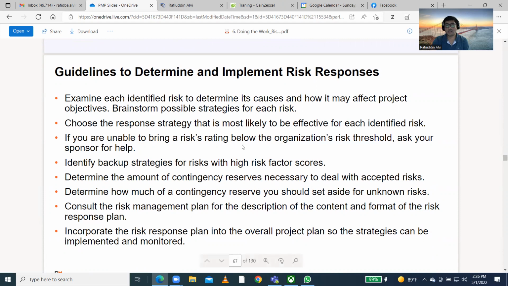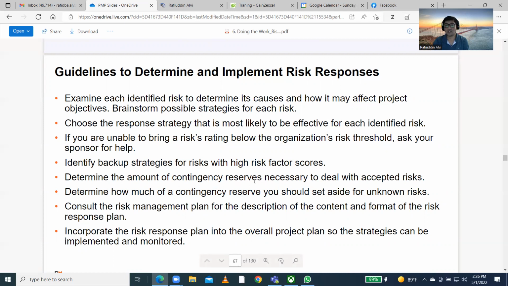If you are unable to bring a risk rating below the organizational risk threshold, ask your sponsor for help. Sometimes you need to ask for sponsor help, like we are escalating, right? So you need to have an identified backup strategy for risks with a high risk factor score. If the risk factor score is very high, meaning the probability and impact value are very high, at that time you need to have a backup strategy also.